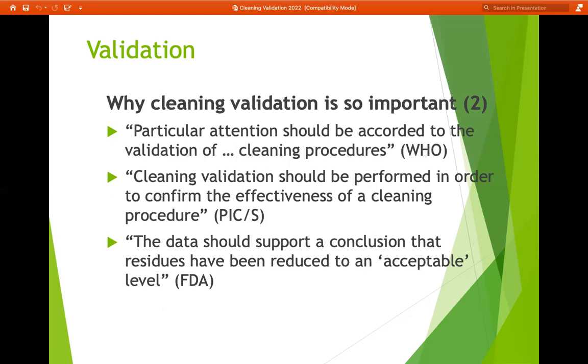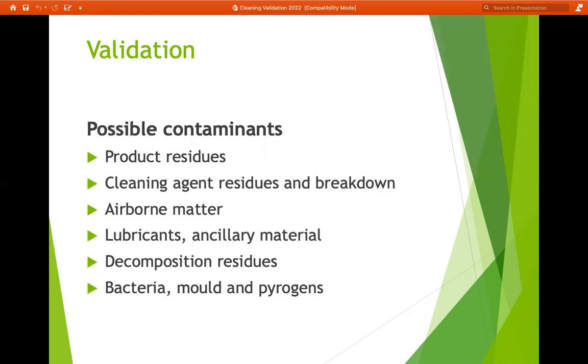According to PICS, cleaning validation should be performed in order to confirm the effectiveness of a cleaning procedure. According to the US FDA, the data should support a conclusion that residues have been reduced to an acceptable level. US FDA is not saying that you have to remove entire traces. This cannot be guaranteed. So they are saying we have to maintain an acceptable level for the traces in other products, or you can say traces in the next product.